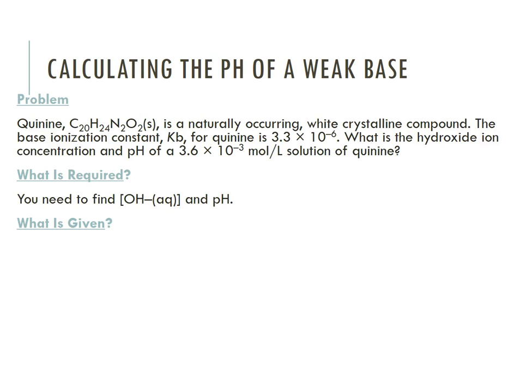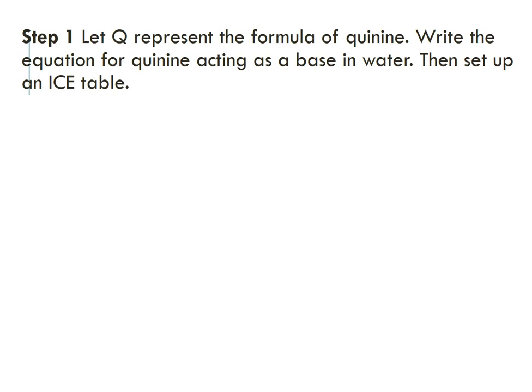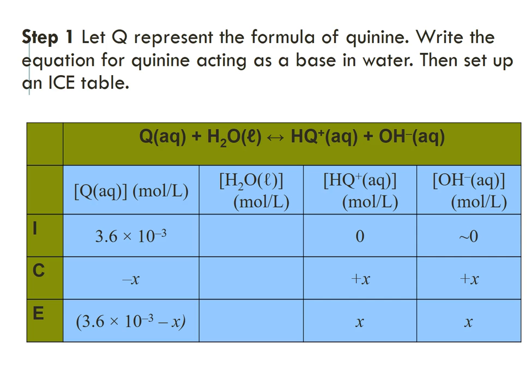In this example, you are asked to find the concentration of hydroxide ions and the pH of a quinine solution. The value for Kb is given. Begin with your ICE table. The concentration of quinine is the initial value.